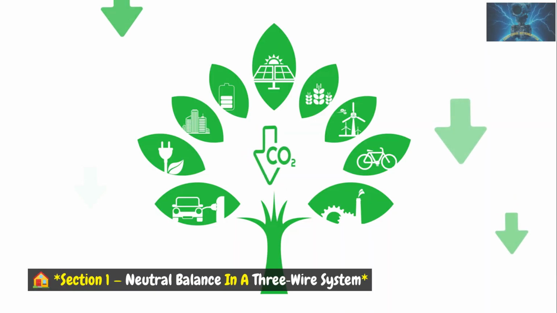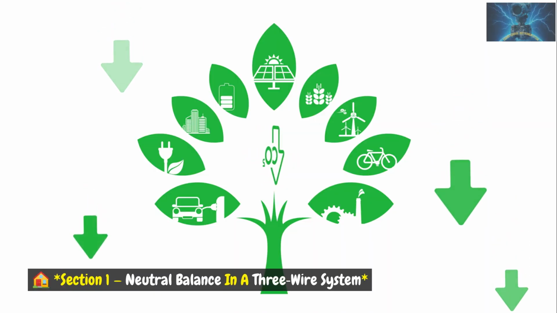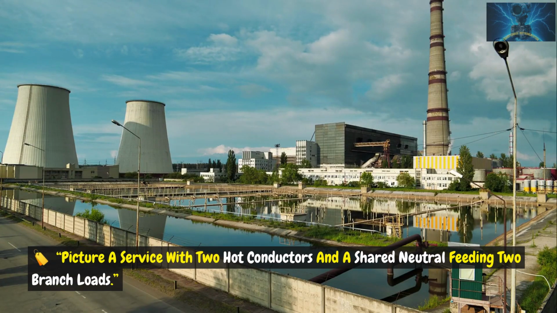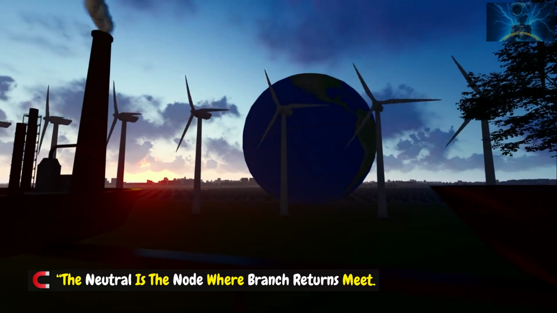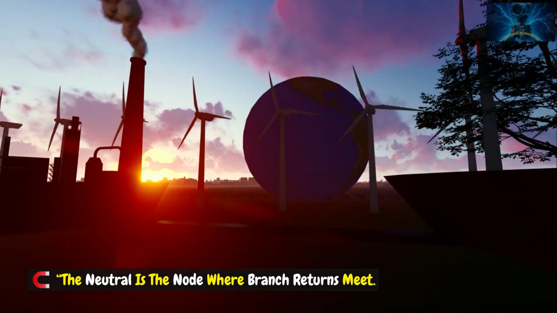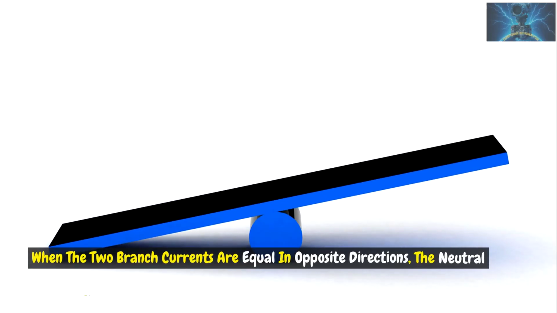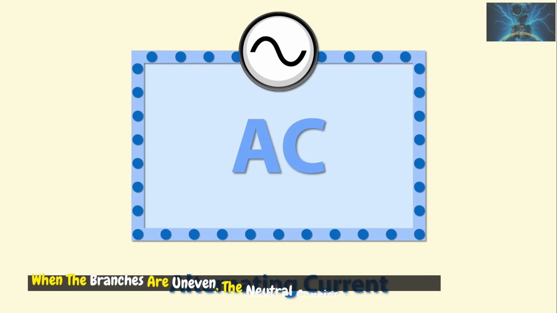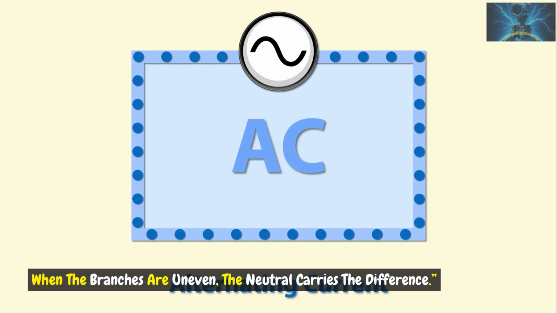Section 1. Neutral balance in a 3-wire system. Picture a service with 2 hot conductors and a shared neutral feeding 2 branch loads. The neutral is the node where branch returns meet. When the 2 branch currents are equal in opposite directions, the neutral current shrinks. When the branches are uneven, the neutral carries the difference.